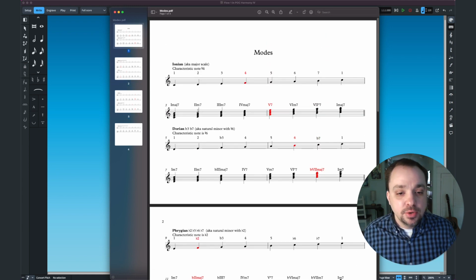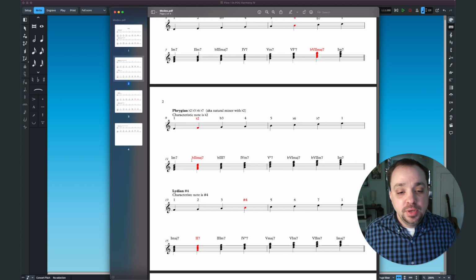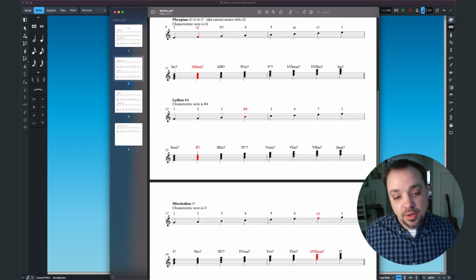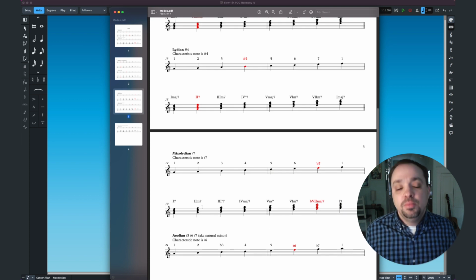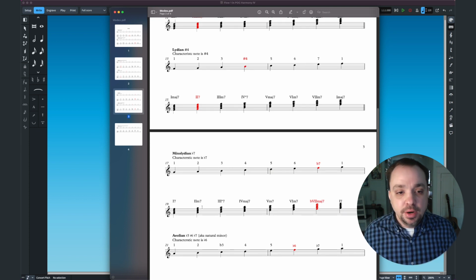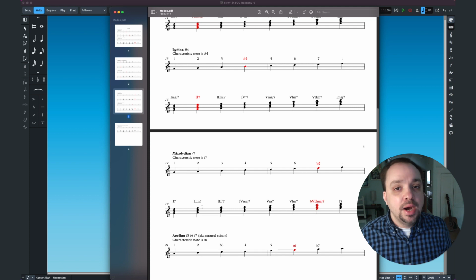Then we look at the 2 chords. You could have a 2 minor 7, you could have a flat 2 major 7, you could have a 2 dominant 7, and a 2 diminished 7. Build yourself a dictionary or kind of a toolbox of chords.